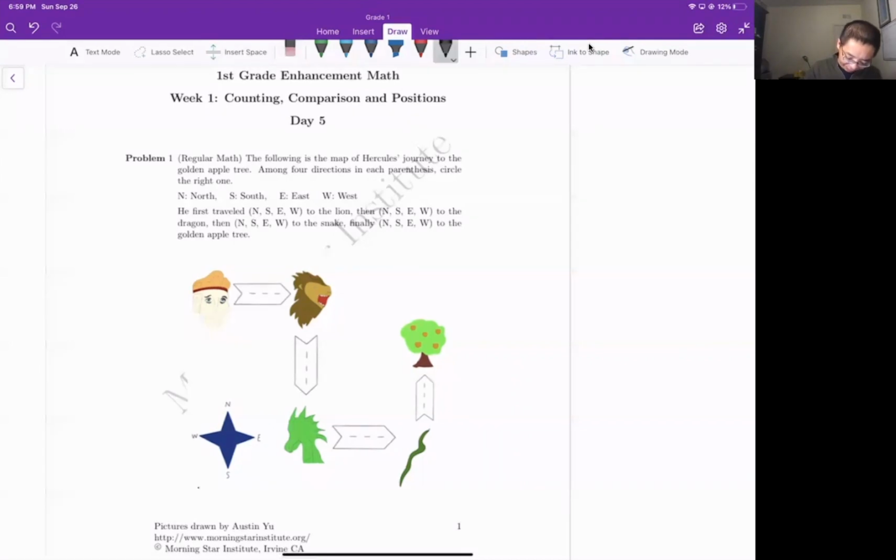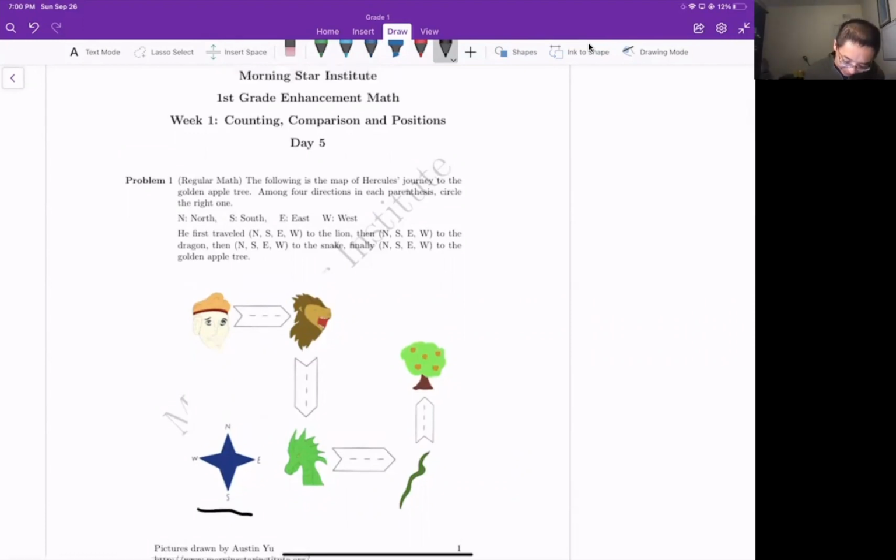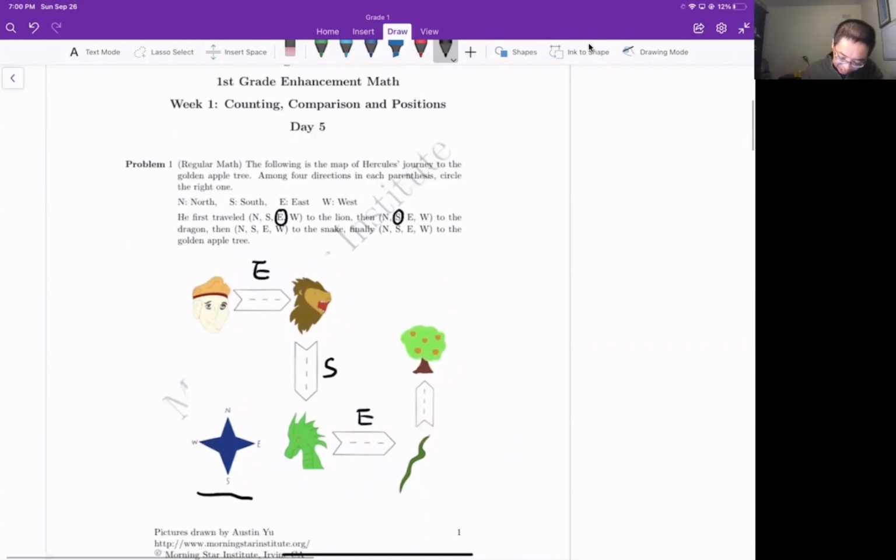Here we have a direction map. This is east, west, north, and south. If we compare to this map, you see first it goes east. So here we circle east to the lion. And then from the lion it goes down to the dragon, which is south. So we circle the south to the dragon. And then east again, from the dragon east to the snake. We circle the east, and then north to the golden apple tree. We circle N, which means north.